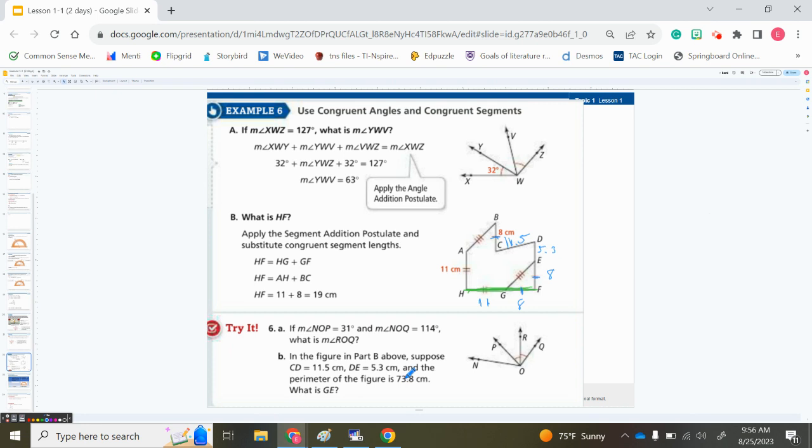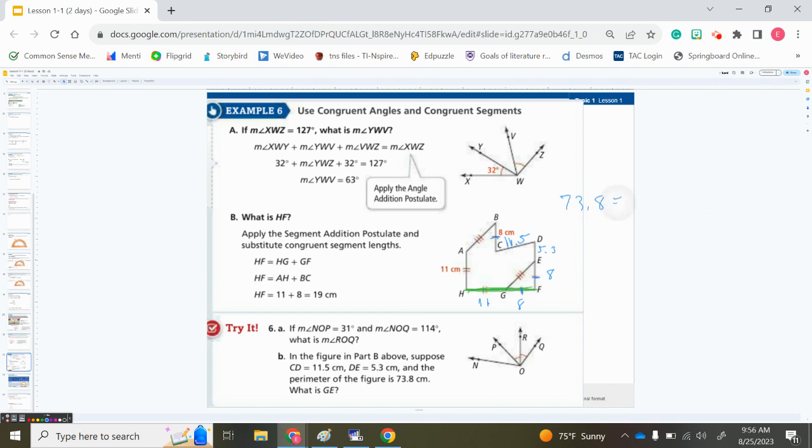So perimeter, who remembers what perimeter is? Yeah, you're going to add it all up, right? Just everything. It's like if I put a fence around this room, I would just add together all the walls. So in this case, the whole thing they want us to find looks like GE. So this guy right here, which means we're going to find this part first.